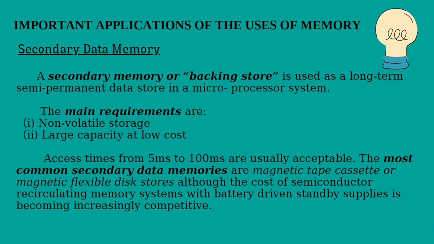Next is the secondary data memory. A secondary memory or backing store is used as a long-term semi-permanent data store in a microprocessor system. The main requirements are non-volatile storage and large capacity at low cost. Access times from 5 ms to 100 ms are usually acceptable. The most common secondary data memories are magnetic tape cassette or magnetic flexible disk store, although the cost of semiconductor recirculating memory systems with battery-driven standby supplies is becoming increasingly competitive.